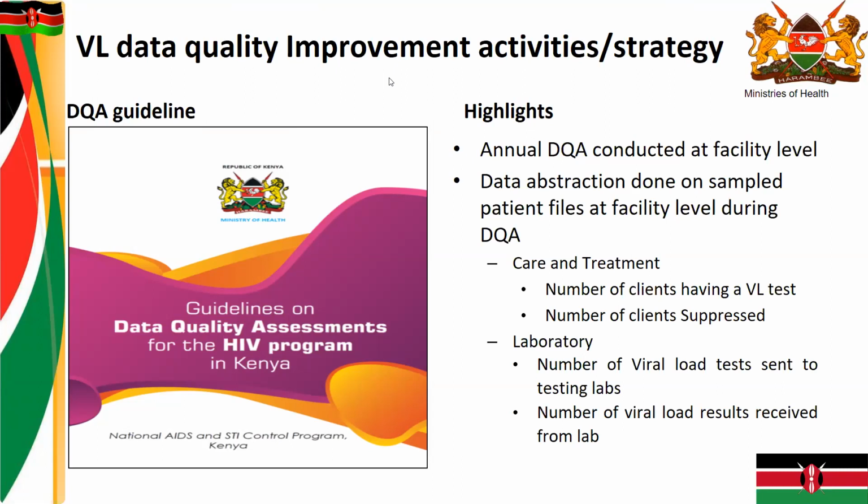So for viral load, we have a section under the care and treatment area where we're looking at the number of clients having a viral load test and the number of clients that have been suppressed. And for this, we do it as an abstraction, and we are able to compare our various sources of data, beginning from the primary document, which is the patient's green card. And then we're also looking at what has been entered into the EMR and eventually at the lab level, and what has been reported nationally through the system. At the laboratory, we are looking at two variables: the number of viral load tests sent to the testing laboratory and the number of viral load results that have been received. Next, Michael.